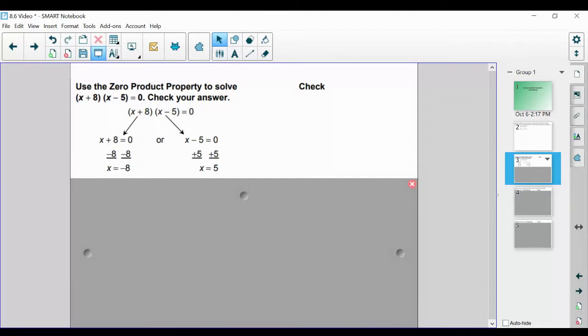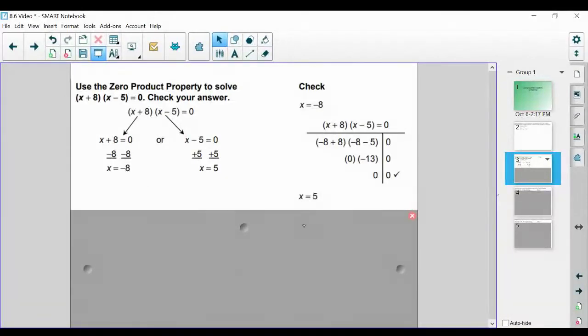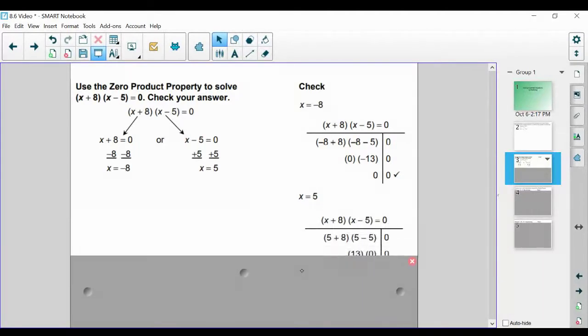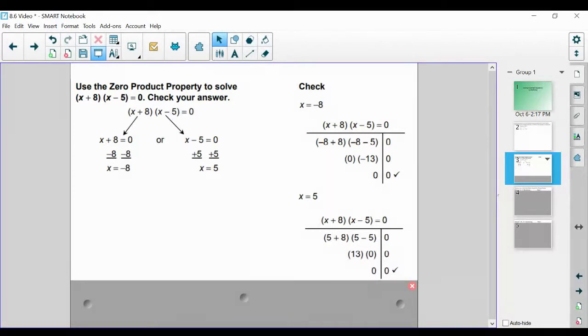And if we were to substitute those values back into our equation, we should end up with 0. So if x is equal to negative 8, as we substitute it in, we're going to end up with 0 times negative 13, which is 0. Likewise, if x is 5 and we substitute it into our equation, we're going to end up with 13 times 0, and that's equal to 0. So we found the two possible values that x could be using this zero product property.